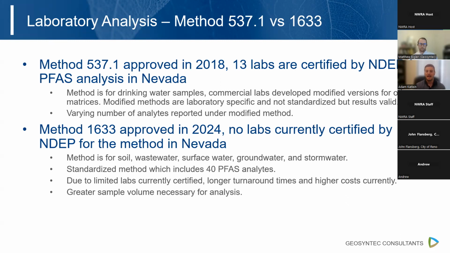Currently, due to the limited labs that are certified nationwide, there are longer turnaround times and higher costs, but that may be reduced as additional labs come online with the certification for that. The only other note is that greater sample volume is necessary. It's actually double what it is for 537.1. Usually for groundwater, for instance, we're filling up 250 mL containers, whereas for 1633, it will be 500 mL containers. So that'll just, again, be for shipping and the method that you choose to use for sampling, but it's something I wanted to note.